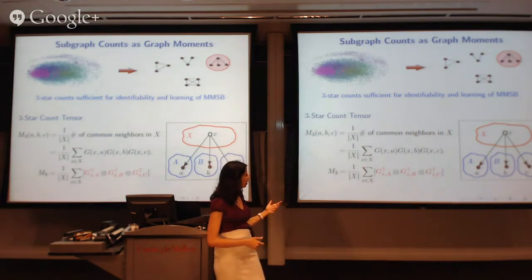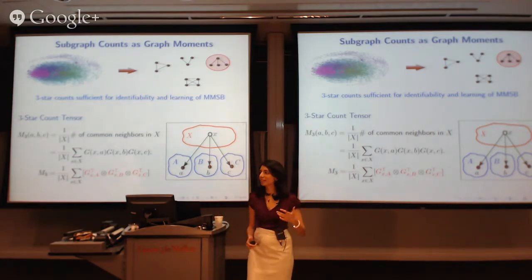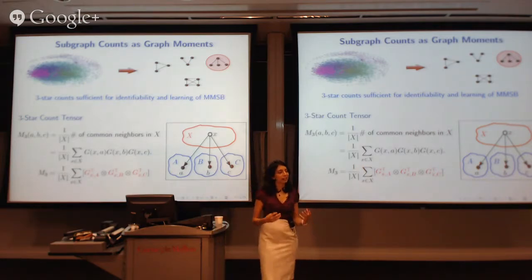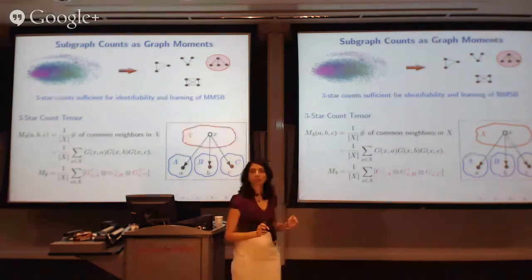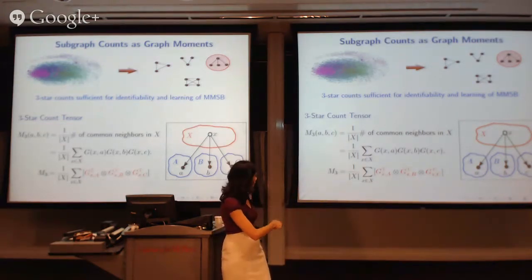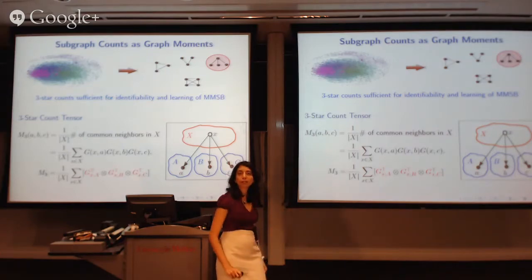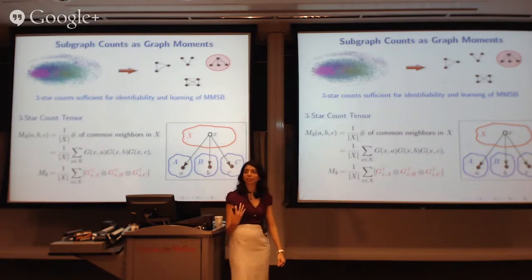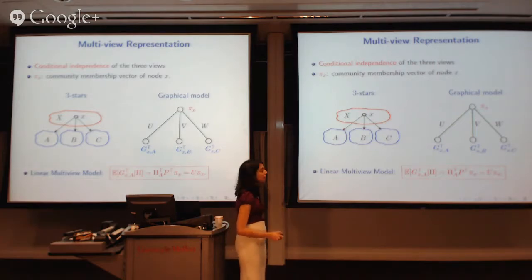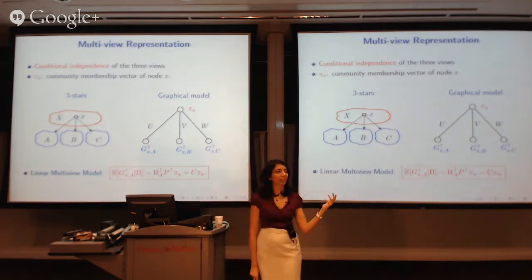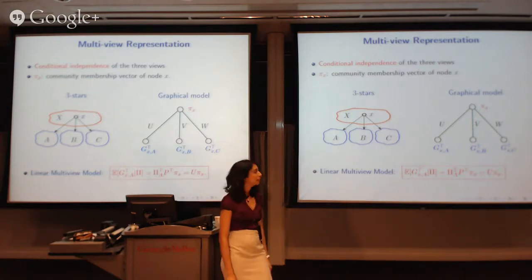The question is, why am I computing this? How can I exploit the statistical constraints that I described? If you recall, we have this property that these edges are conditionally independent given the memberships. So how can I exploit it? Let's ask what form this moment has in expectation. This is just the empirical moment, but in expectation, what does it look like? It turns out that it reduces to the multi-view model that I described before.